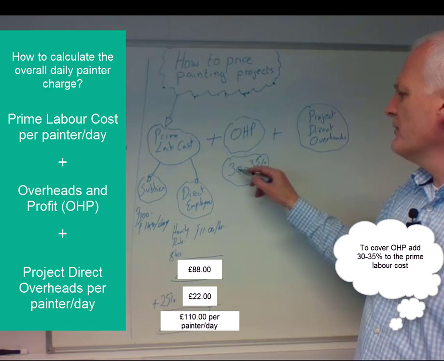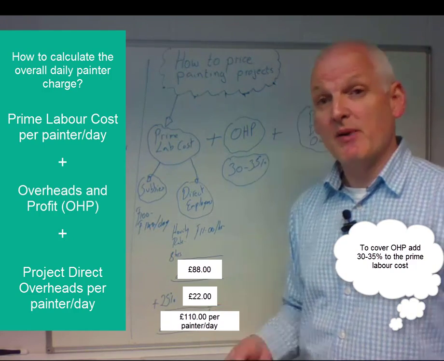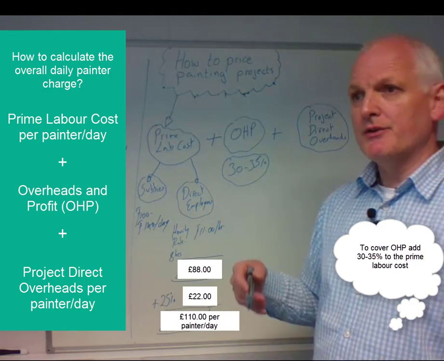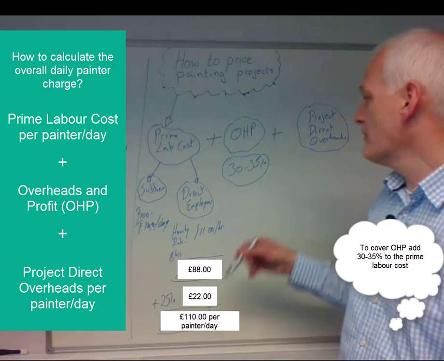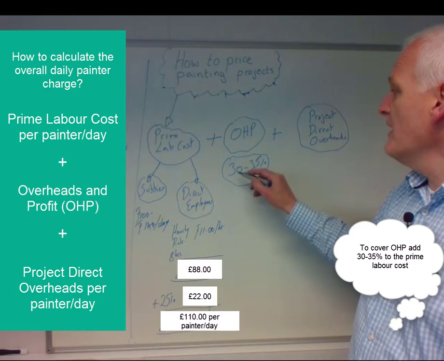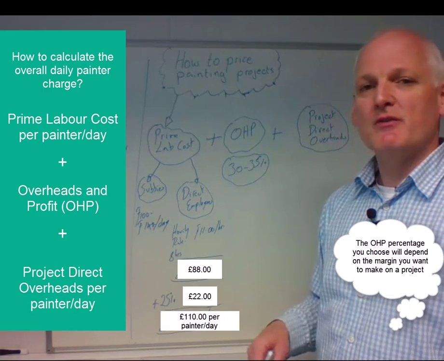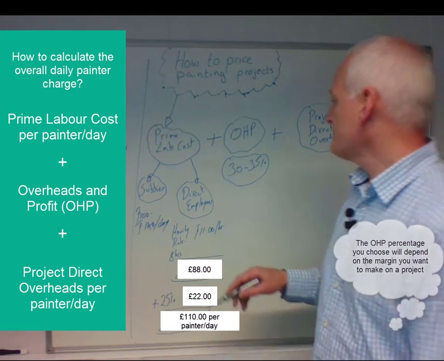Now you may be thinking, well, do I use 30 or do I use 35? It really does depend on how competitive you want to be. If you want to keep your price really low, that you want to try and secure that project, you're very keen to secure the project, then keep it at 30%. If you're not bothered whether you win the project or you want to make sure you've got some good money in for that project, then keep it at 35%.